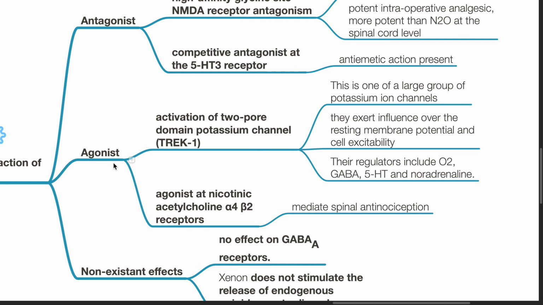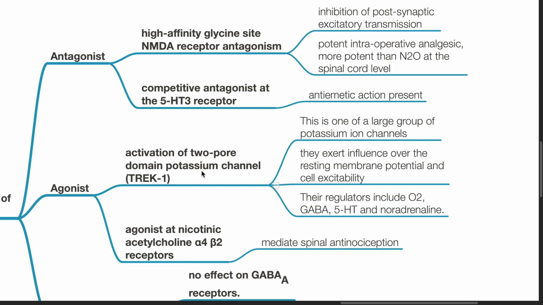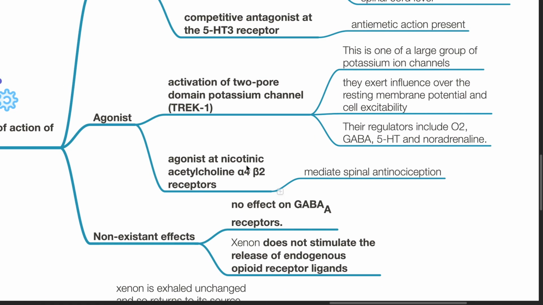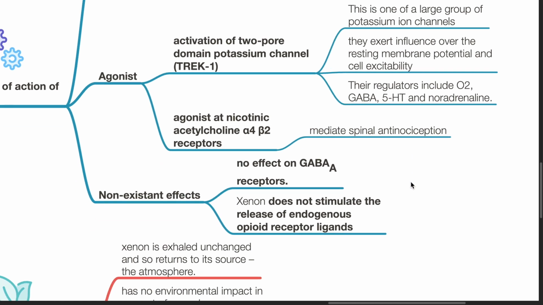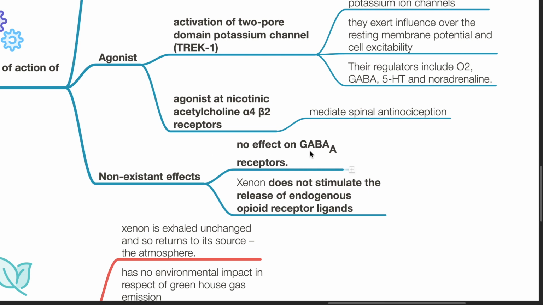Xenon is an agonist at the 2-pore domain potassium channel and nicotinic acetylcholine alpha-4 beta-2 receptors. The 2-pore domain potassium channel is one of a large group of potassium ion channels. They exert influence over the resting membrane potential and cell excitability. Their regulators include oxygen, GABA, serotonin, and noradrenaline. Agonism at nicotinic acetylcholine receptors mediates spinal antinociception. Xenon has no effect on GABA-A receptors and does not stimulate the release of endogenous opioid receptor ligands.